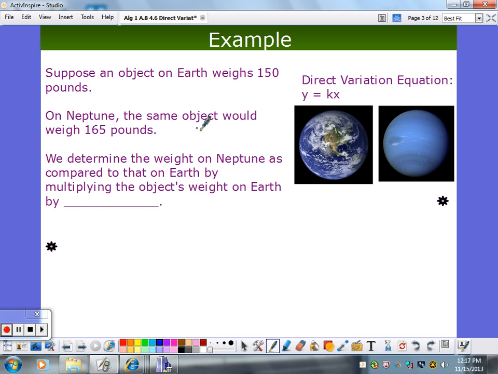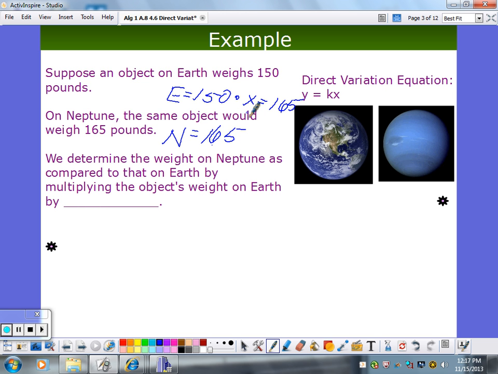So this is important. On Earth, something weighs 150 pounds. Now on Neptune, the same thing would be 165 pounds. How did I get from here to here? What did I multiply by? x. I took 150 and multiplied it by some number, and I got 165.